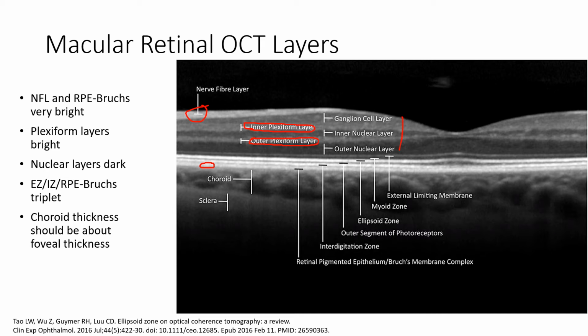There's a triplet of bright lines, which is the EZ, IZ, RPE Brooks. And that's ellipsoid zone, interdigitation zone, and RPE Brooks complex. Underneath RPE Brooks is the choroid, and then the solid sclera. The choroidal thickness under the fovea should be about 270 microns, or about the thickness of the fovea itself.